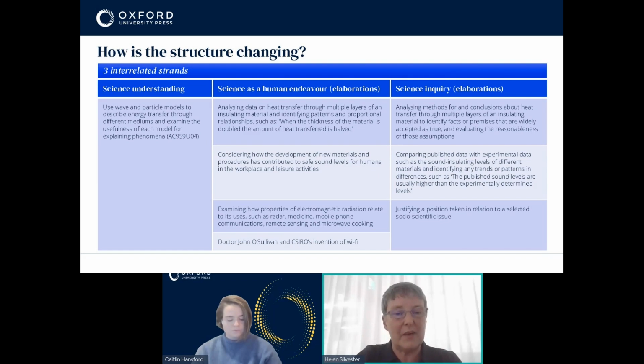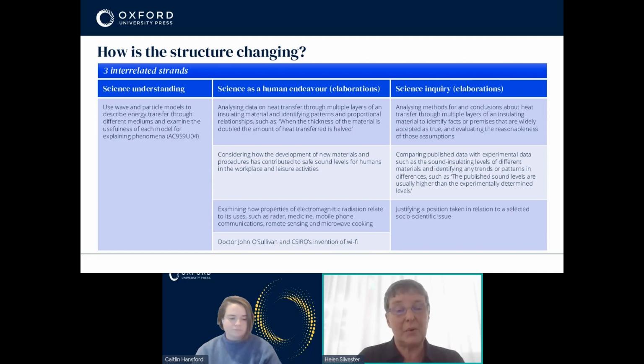Same thing with another one: if you look elsewhere in the elaborations of the SHE, the science as a human endeavour, you're looking at sound levels, and sound levels in the workplace and leisure activities. So that is an elaboration under the SHE that directly relates to the science understanding. And the same goes for the science inquiry. It will be, for example, multiple layers of insulating material so that you're affecting the heat or sound. So you could do it under both of those. That, again, directly relates back to that one science understanding.